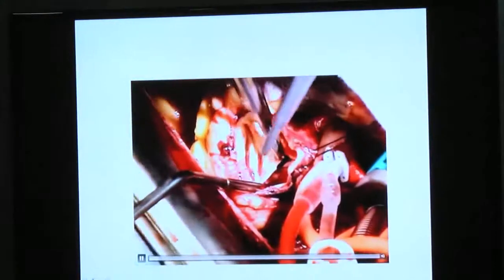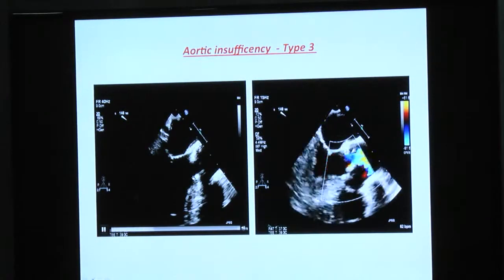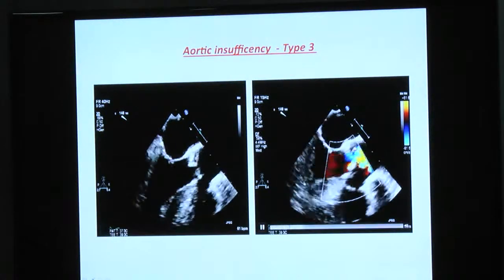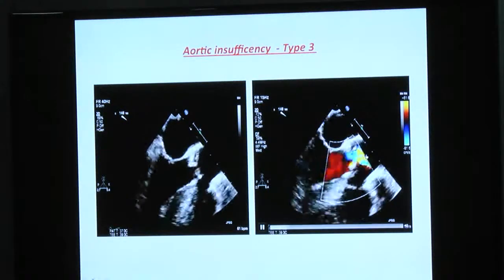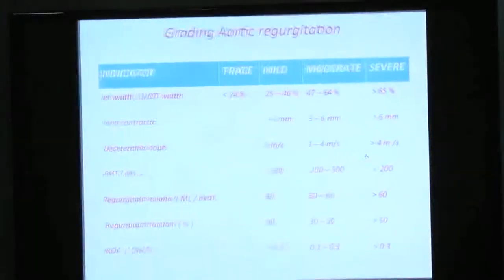Or it can be type 3. What I am trying to say next is that because of rheumatic disease, you can have a combined lesion of aortic stenosis as well as aortic regurgitation. That can lead to AR. Now, how do we grade this aortic regurgitation?